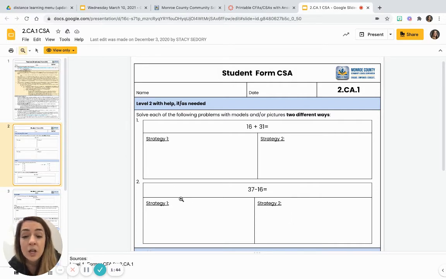When you're done, you're going to move on to number 2 and you're going to solve 37 minus 16. And you're going to show me, remember we talked about 3 subtraction strategies. You're going to choose 2 of those, and you're going to show me one way to solve 37 minus 16 and another way to solve 37 minus 16. You can choose any 2 that you want.